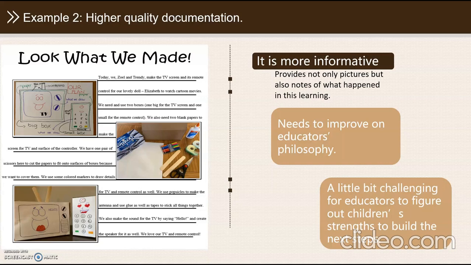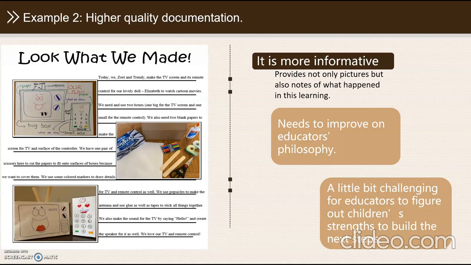Obviously, in this example, we have more descriptions and details than the first one. And this is better than the first one because we can recognize children's interest in making TVs and remotes from boxes. In addition, this example could be considered a visual aid for viewers to imagine how the display experience happened, in order to make it easier to build on the next step for young children to enrich their learning.